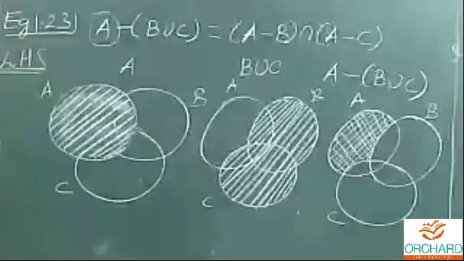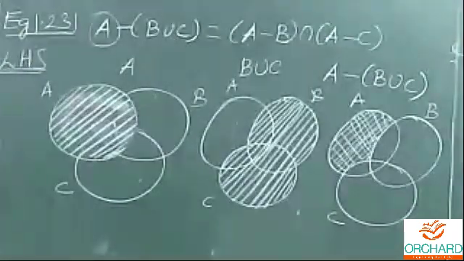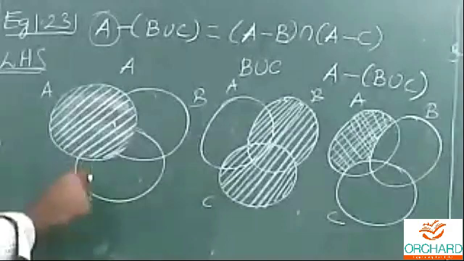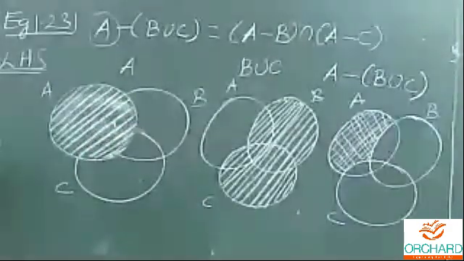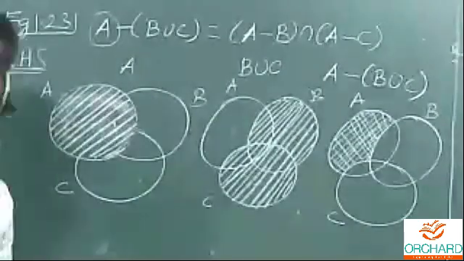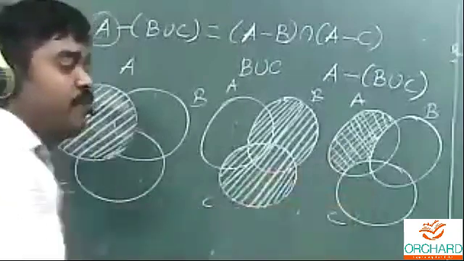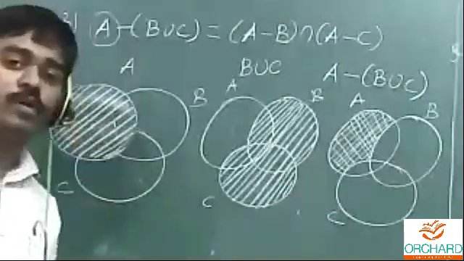Okay, I'll move on to the next one. Finish it quickly. In your examination, you can present three diagrams: A, B union C, and next A difference B union C. But your textbook will give only two diagrams for the left hand side, B union C and A difference B union C. In your examination, or in a notebook, you can copy the three diagrams.